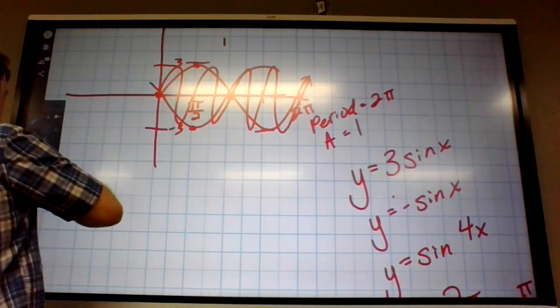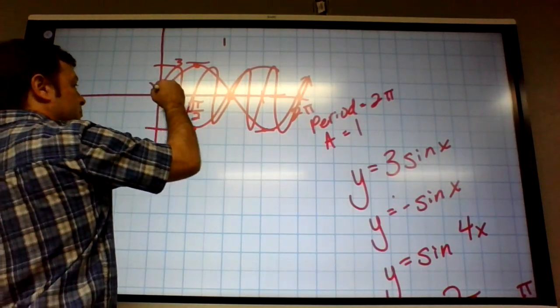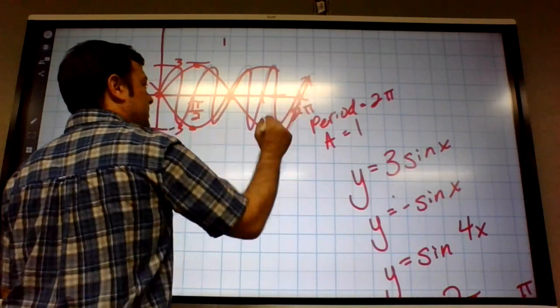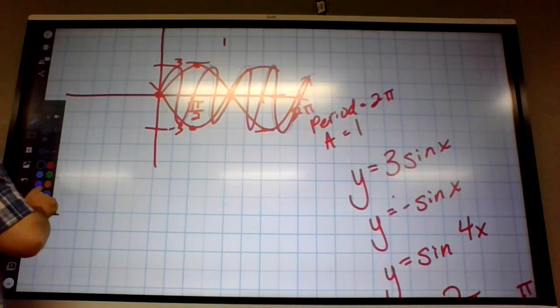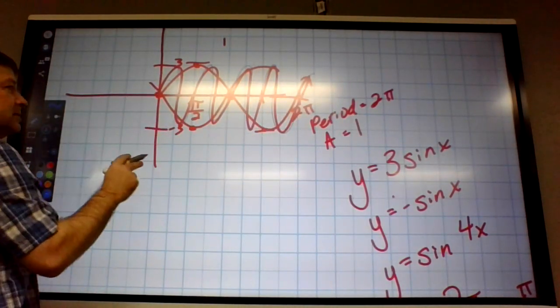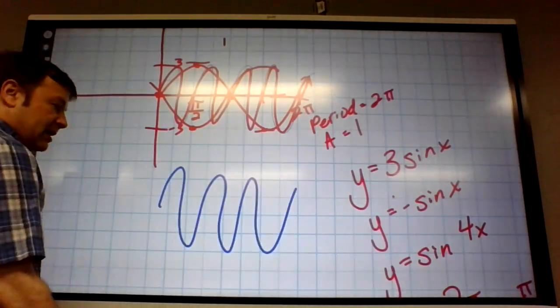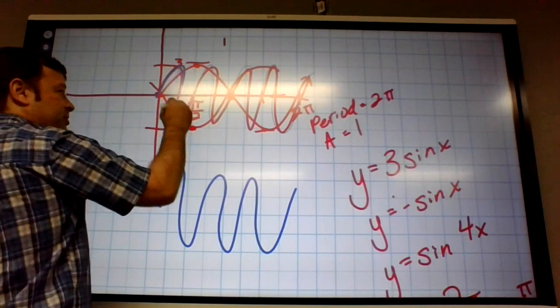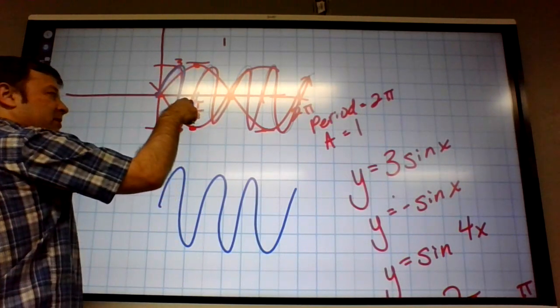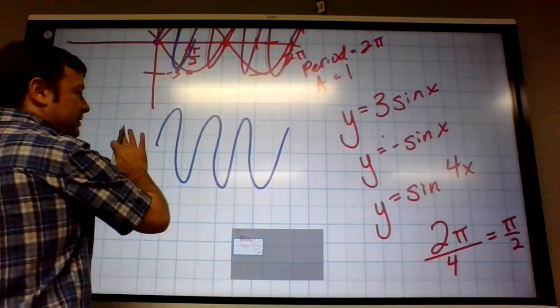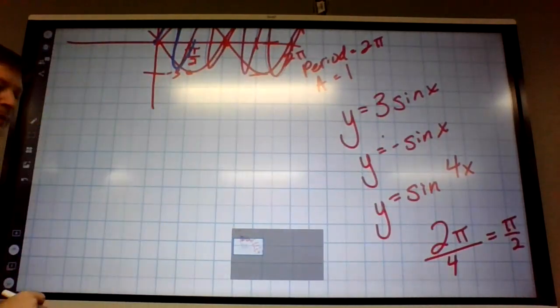Let's change that to blue. I didn't make it thick. Yeah, I got a mess on my hands. Anyway, it's just very squished. It happens 4 times as fast. So it gets through its period by the time it's on pi over 2, like a quarter of the way out there. All right. Anyways, we'll figure it out as we go here.